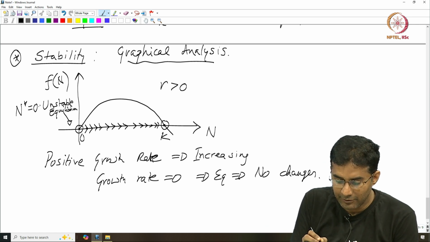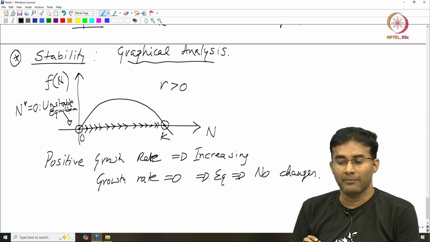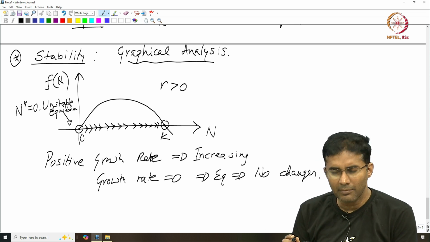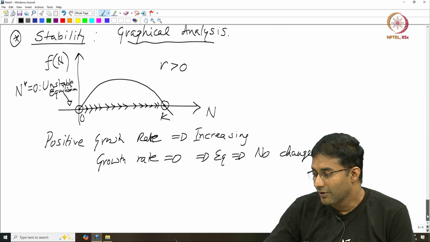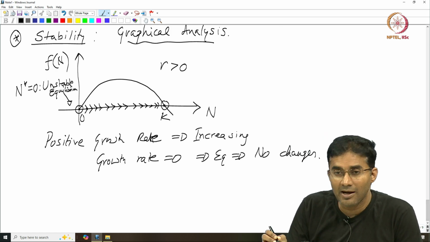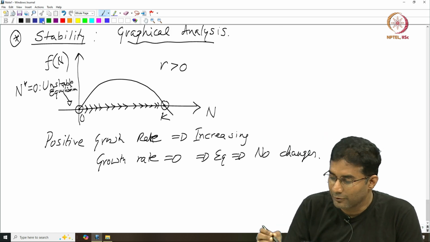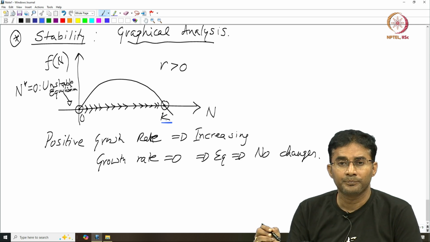N is equal to 0 is an unstable equilibrium. Now, what about n is equal to k? Is it a stable equilibrium or is it an unstable equilibrium? To understand this, again we will start looking close to this. I will use a different color now.